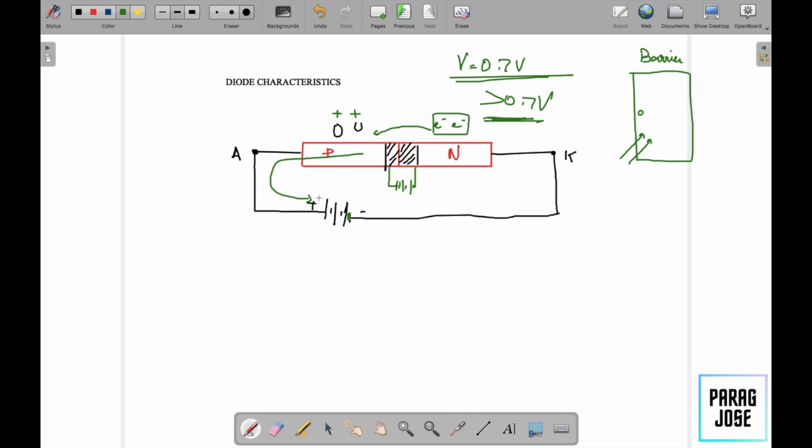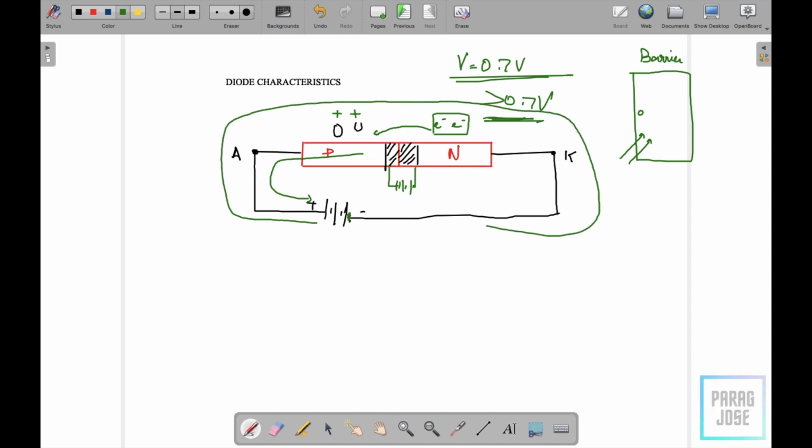So by convention, we'll be considering the current flow to be opposite in direction, that is from positive terminal to the negative terminal of the battery. But actually the electron flow is from the cathode to the anode, that is in the opposite direction. So this conduction or this process is called as forward conduction operation.